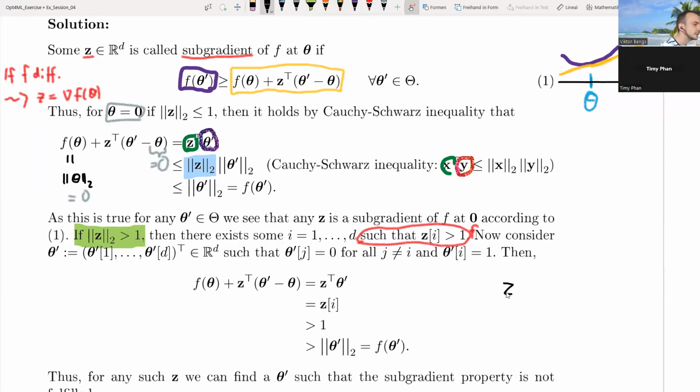So if the norm of z is greater than 1, this means that the sum over the z_i is greater than 1.